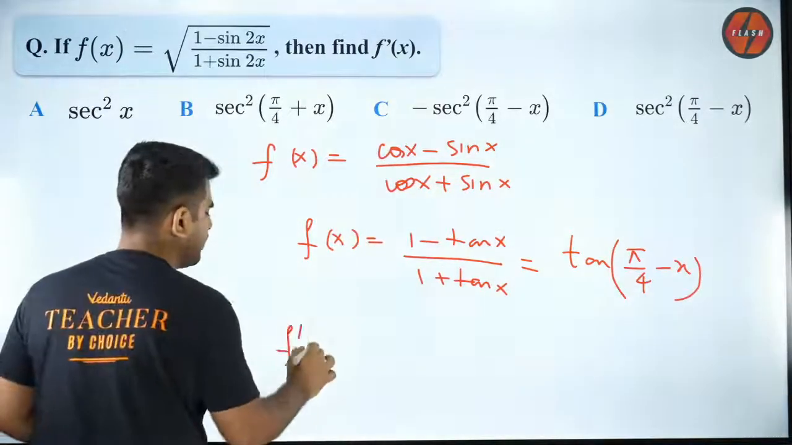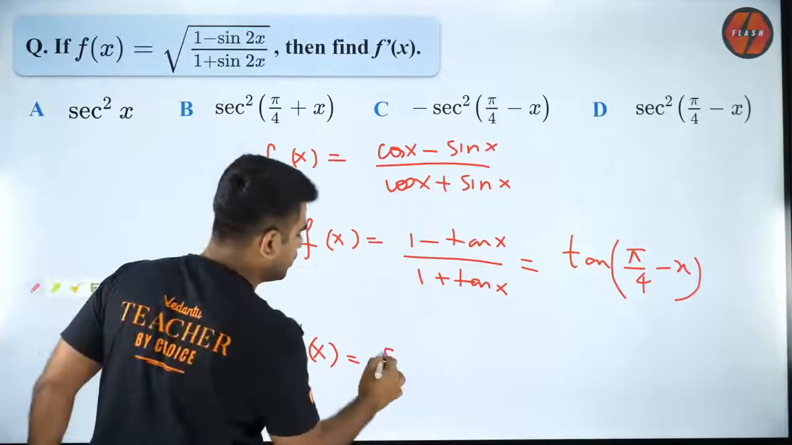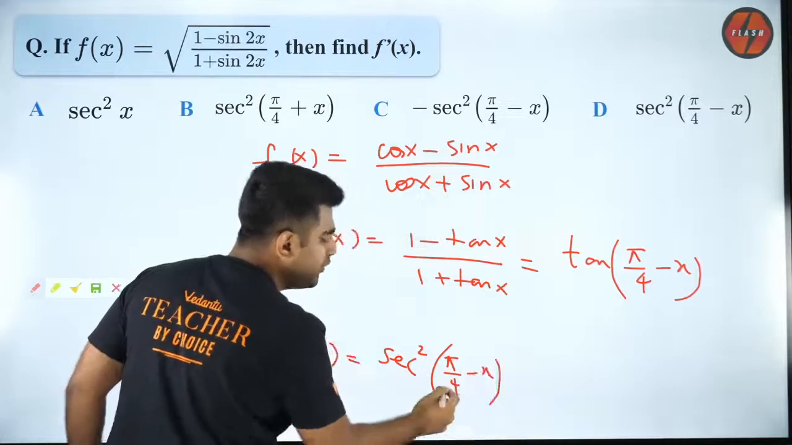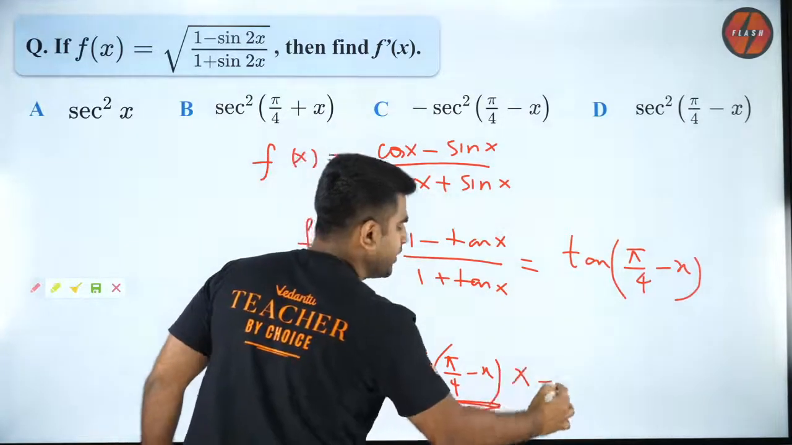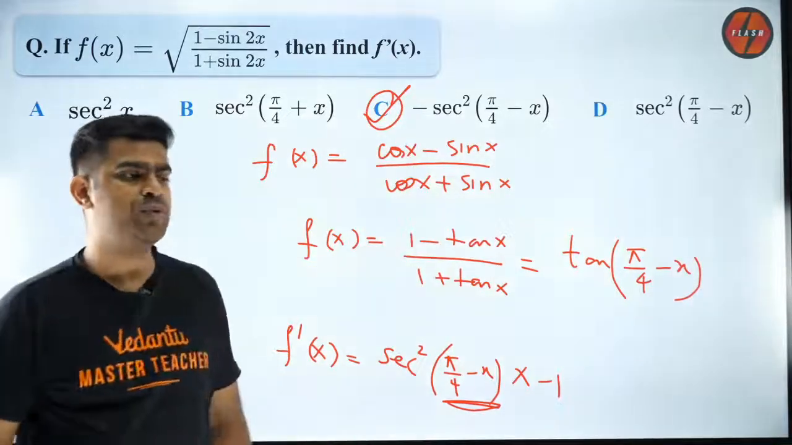So what is f dash of x? F dash of x is differentiation of tan is secant square x. So secant square pi by 4 minus x. Now differentiation of this is minus 1. So that is why option C is the right answer. I hope you guys got it.